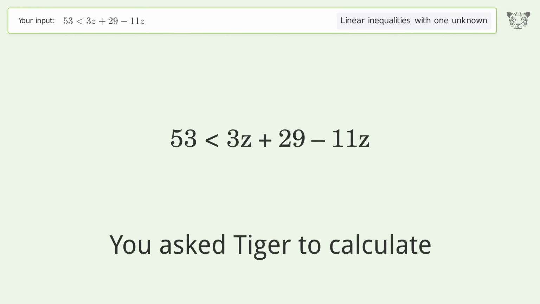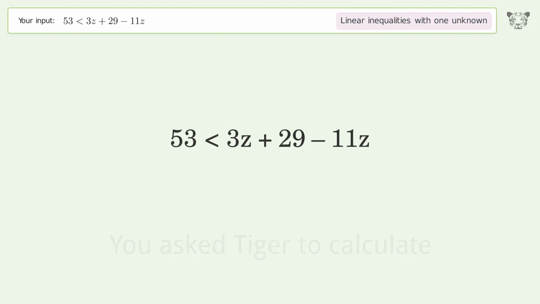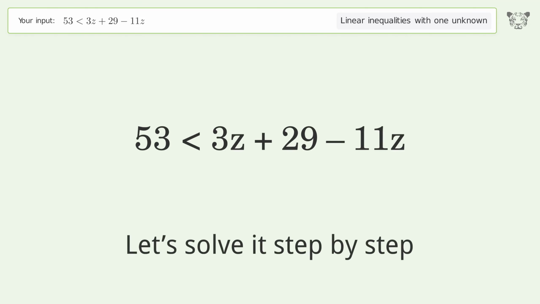You ask Tiger to calculate. This deals with linear inequalities with one unknown. The final result is z smaller than -3. Let's solve it step by step.